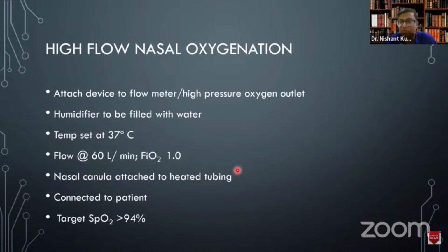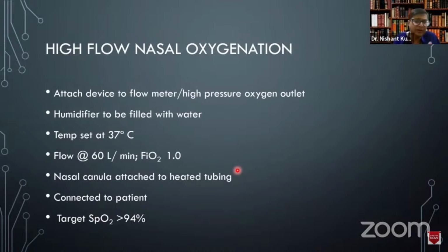You start with a flow of 60 liters per minute with an FiO2 of 1, and you attach the nasal cannula to the heater tubing, connect to the patient, and you target a saturation of more than 94%. And depending on the patient's response, you first come down on the FiO2, and then you come down on the flow. Because remember, flow is the thing which will cause decreased work of breathing and will be providing a bit of PEEP. So you first come down on FiO2 and then gradually come down on flow.